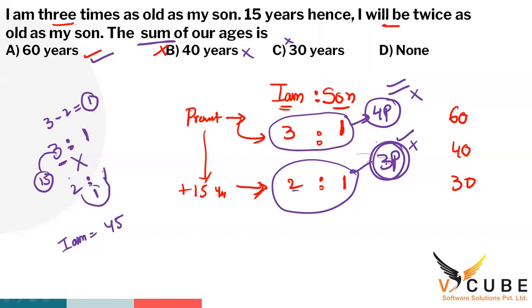And don't write this, guys. The second step difference is 1 and the first difference is 1. It's a time waste. And find out my son's age. My son is how many parts here? 1 part. How many years after? 15 years. 15 into 1, 15. The sum of their ages, 45 plus 15 is how much? 60 years. So that's why option A is the right answer.